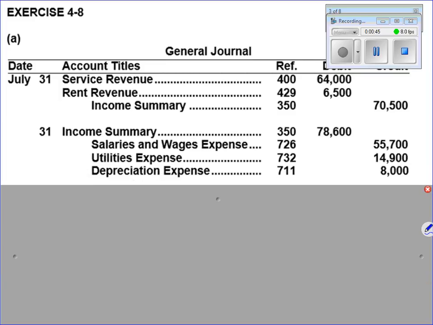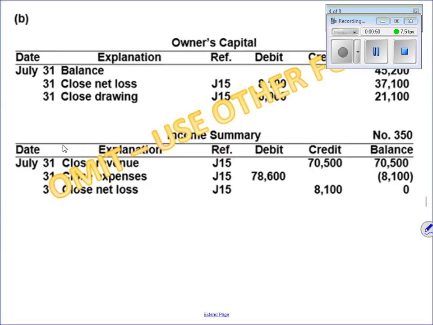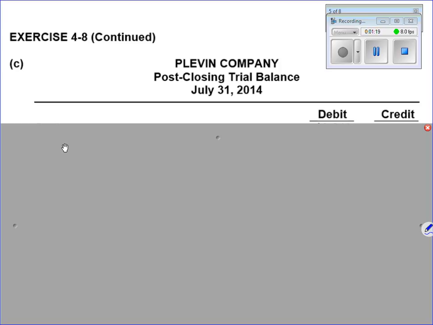And then on down. The next thing on that page where it says owner's capital and income summary, we're not going to use those since we're using my form. So you can cross those out. That middle section, you can cross those out. We're basically doing that in the T account already. These are glorified T accounts. So you can cross that middle section off, and we will be doing what's called the post-closing trial balance.